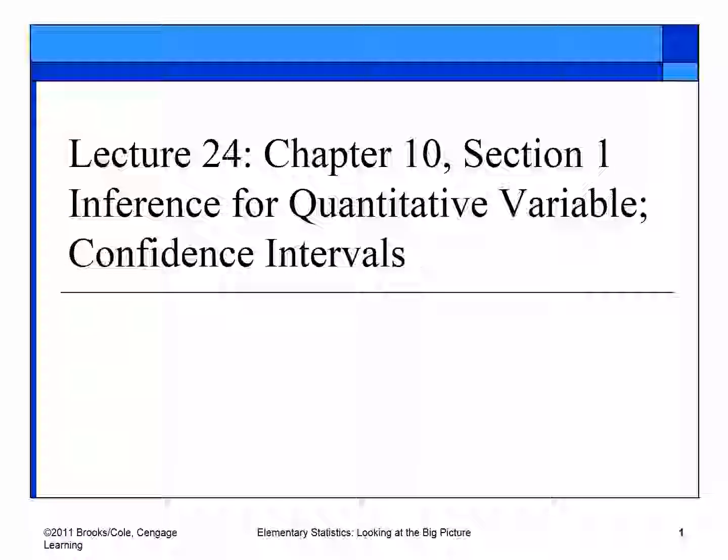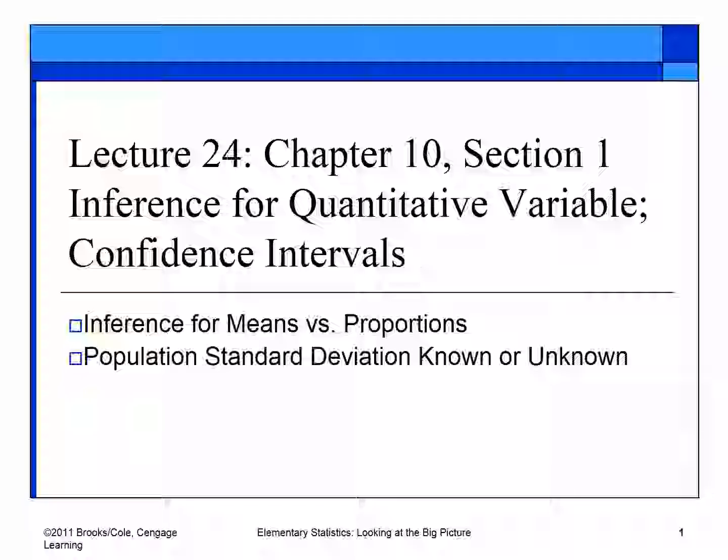In this lecture, we will cover section 1 of chapter 10, which is on inference for a quantitative variable. We'll start by looking at confidence intervals. We'll talk about inference problems for means and how they are different from inference problems for proportions. We'll talk about what to do when the population standard deviation is known or when it's unknown.